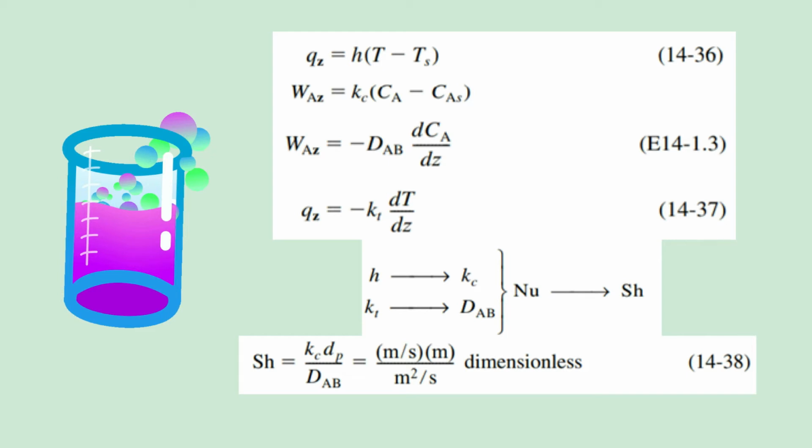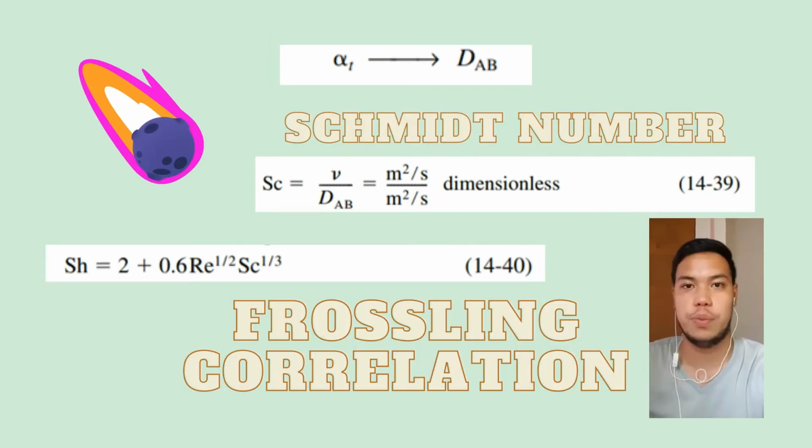So it has been derived from Q_z equal to h times T minus T_s, which is the heat flux Q_z, and the mass transfer flux, which is W_Az, equal to k_c times the quantity of C_A minus C_As. The Schmidt number is dimensionless and is equal to nu over D_AB, where the Frössling correlation is equal to 2 plus 0.6 times the Reynolds number raised to 0.5 and the Schmidt number raised to 1/3.